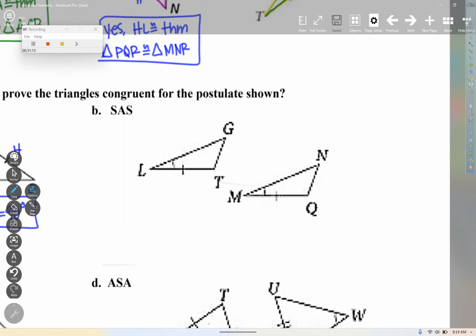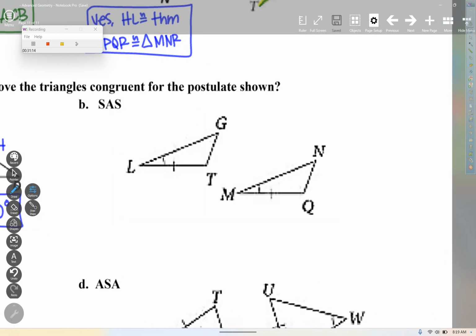Okay, let's slide over to B. Side angle side. So on this one, if you look, I already have an angle right there, and I have a side. So how am I going to make it side angle side? I think the way we make it side angle side is that I have to say that this is also congruent. So I need to check that on the other one. I have a side, then I have an angle, and then I need my other side. So what two segments need to be shown that they're also congruent? Well, GL needs to equal NM.